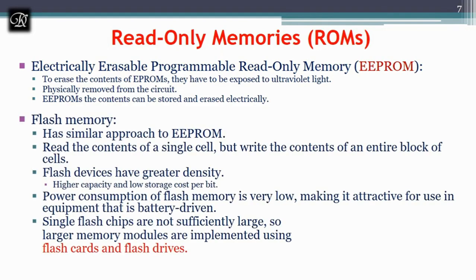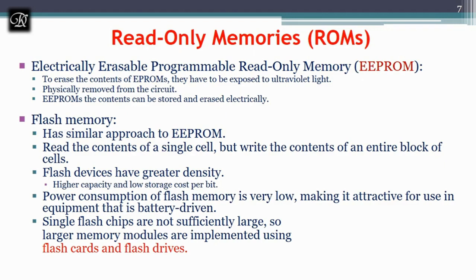Next we have flash memory. Flash memory works with the same approach as EEPROM, and a flash cell is based on a single transistor controlled by a trapped charge, just like an EEPROM cell. While similar in some respects, there are also some substantial differences between the EEPROM and flash memory. In EEPROM, it is possible to read and write the content of a single cell. In a flash device, it is possible to read the content of a single cell, but only possible to write an entire block of cells.